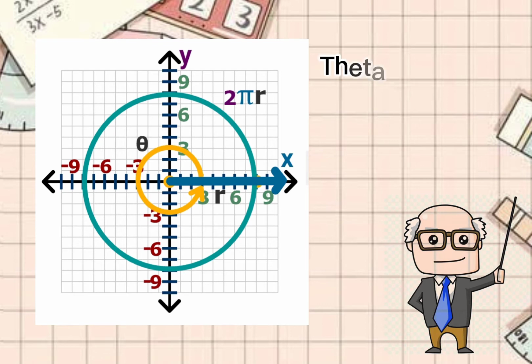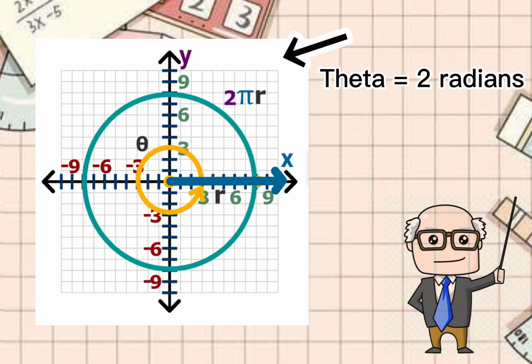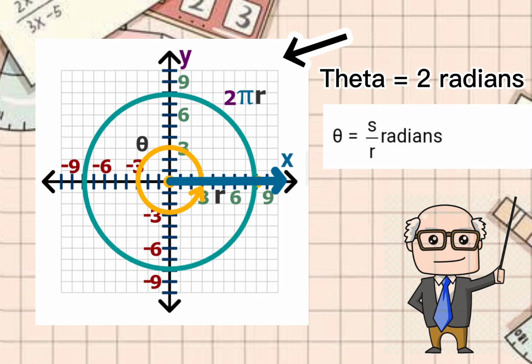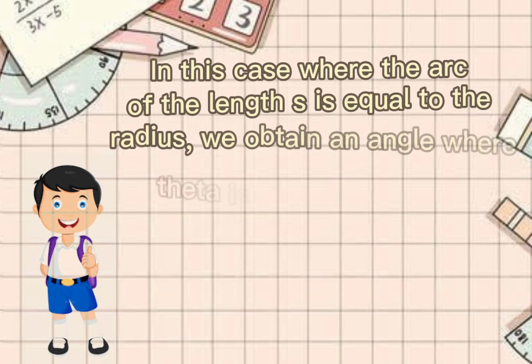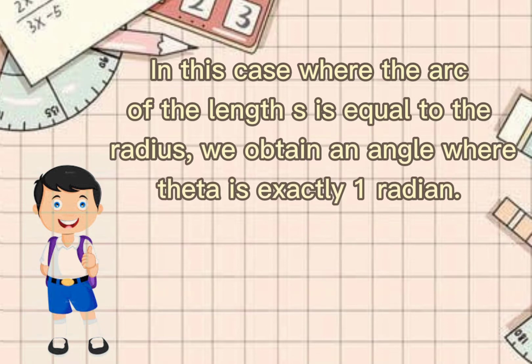In general, if our angle theta is a central angle of a circle of radius r, and theta intercepts an arc of length s, then we can obtain our radian measure of theta as theta is equal to s over r radians. In this case, where the arc of length s is equal to the radius, we obtain an angle where theta is exactly 1 radian.